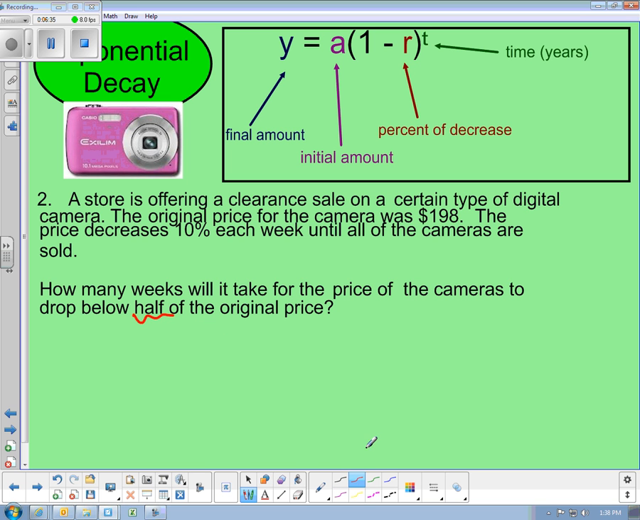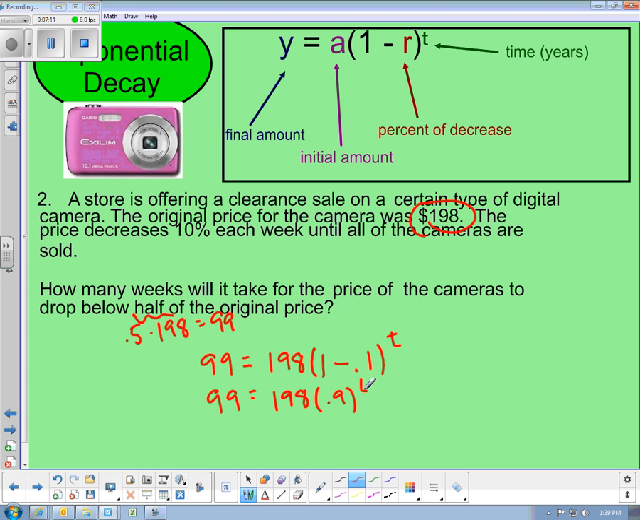So, again, I know that I'm starting at 198 bucks, and I know I want to get to half of that. So 0.5 times 198 is $99. So I want to be below $99. So I'm going to set this up. My final amount is $99. My initial amount is $198. I'm starting with 100% and I'm subtracting 10%, which is 0.1, and I'm trying to figure out how long that will take me. I don't know the time. So simplify that. 99 is equal to 198 times 0.9 to the t power.